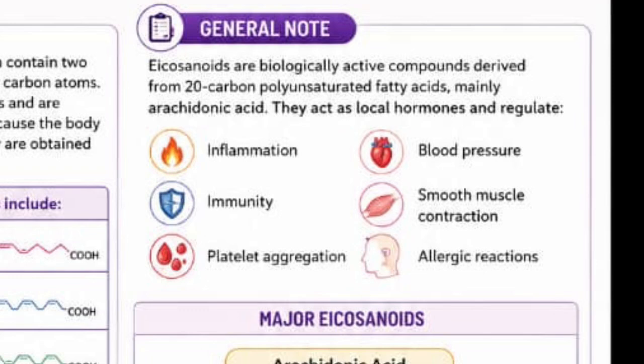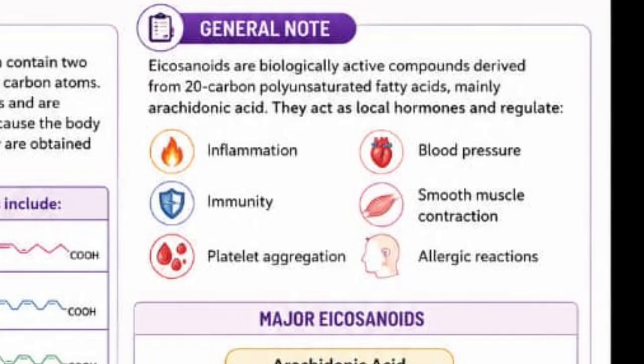Because sometimes during inflammation or in some conditions that need these things, what happens? Your body starts forming them. Your body can form them from what? Phospholipids, from the cell membrane. Your body can form them from linoleic acid. So it depends. Now, what are the functions?